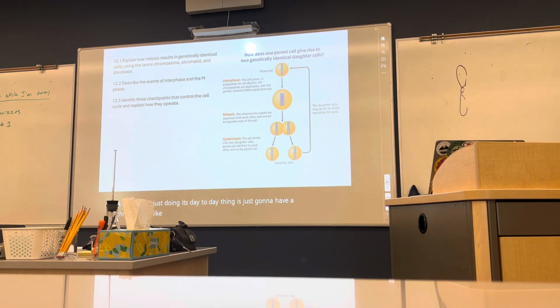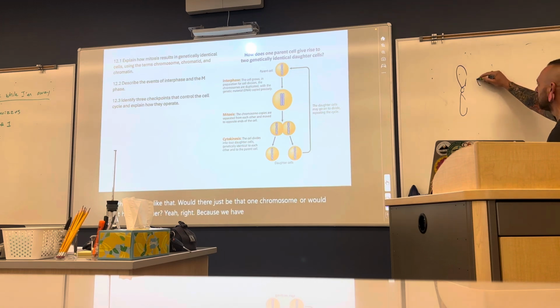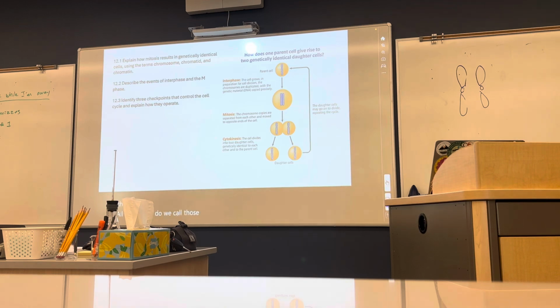Would there just be that one chromosome, or would it have a partner? Yeah, because we have two copies of every chromosome. What do we call those two chromosomes? We just call that a set of chromosomes. So there we have a set of chromosomes. What other word could we add to that? A set of blank chromosomes. Are they the same as each other?